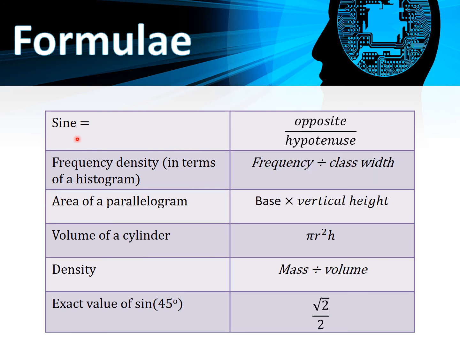And here are your solutions. So sine is opposite over hypotenuse. Frequency density, in terms of a histogram, we've got frequency divided by class width. Area of a parallelogram is base times vertical height. Volume of a cylinder, pi r squared times the vertical height again. Density is mass divided by volume, and exact value of sine 45 is root 2 over 2. Again, mark it, green pen it, make any corrections you have with any of the errors, and then hopefully when we see it again, we will get it right next time.